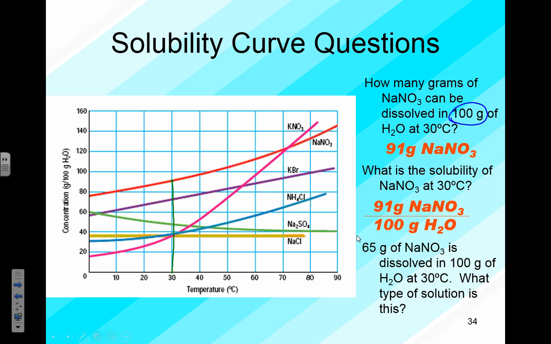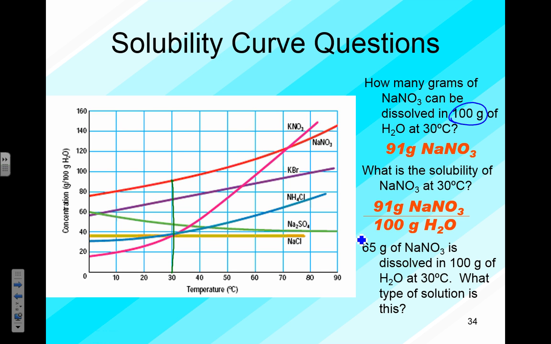Another question. 65 grams of sodium nitrate is dissolved in 100 grams of water at 30 degrees Celsius. So we know we've dissolved 65. Just a second ago, we said we could dissolve up to 91 at that temperature. So what type of solution is it? Well, if we only put in 65 and we can dissolve 91, we're clearly less than saturated.